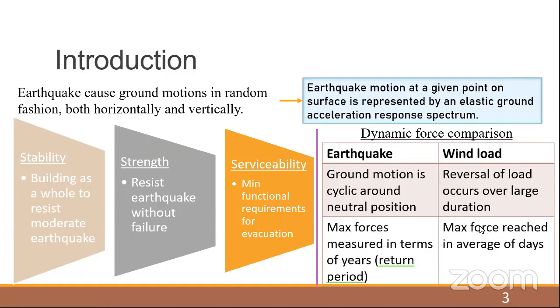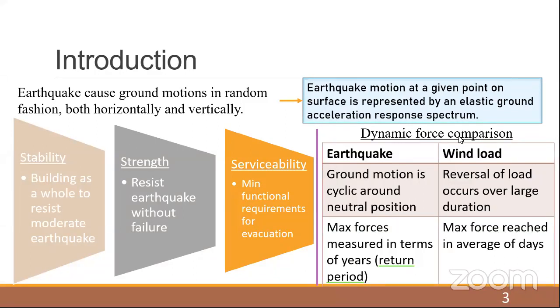So the introduction in this course, we are looking at earthquake. Earthquake causes ground motion in random fashion, both horizontally and vertically. Earthquake motions at a given point on surface is represented by an elastic ground acceleration and spectrum. When you're designing a building that should be good in earthquake, you have to look at the stability of the building.